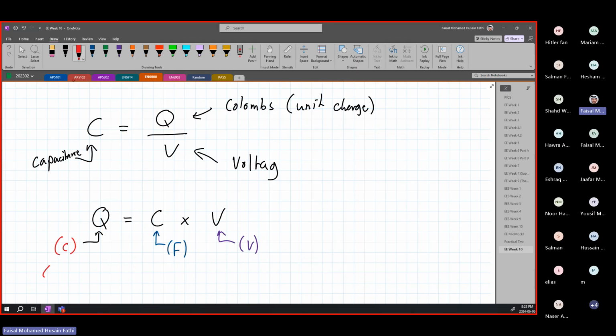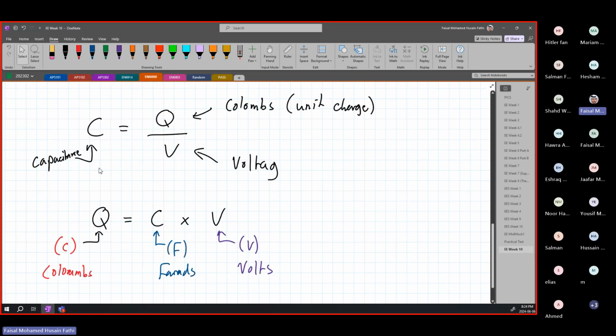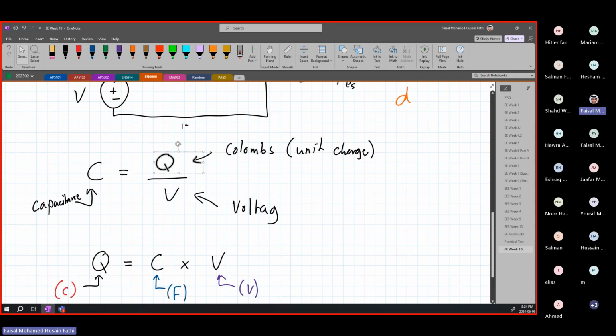So coulombs, farads, and volts. Okay. This is what you just need to know about capacitors when it comes to a circuit. It basically means that the capacitance of a capacitor is the amount of charge flowing through the capacitor itself per 1 unit of voltage. This is what is meant by a capacitor.